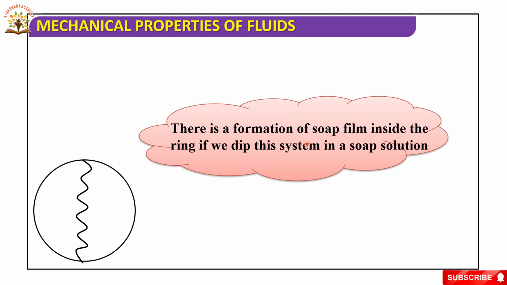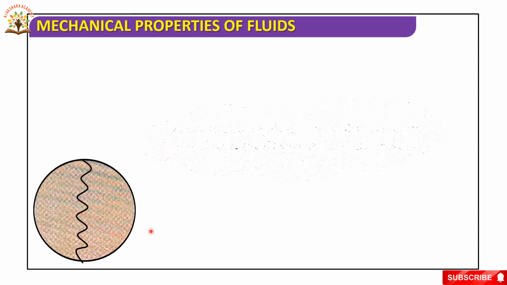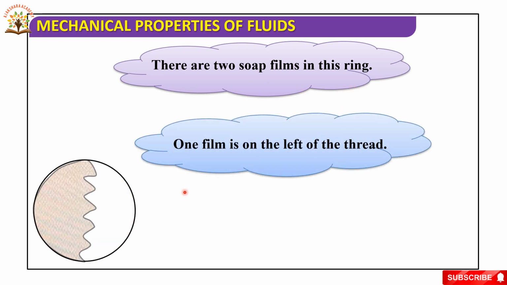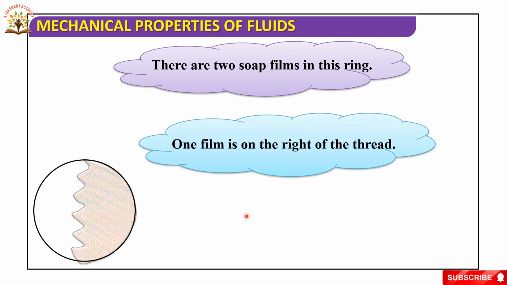There is a formation of soap film inside the ring if we dip the system in the soap solution. See the picture. Here we are dipping this ring into the soap solution. So this is the formation of soap film inside the ring. There are two soap films in this ring. One film is on the left of the thread and one film is on the right of the thread.